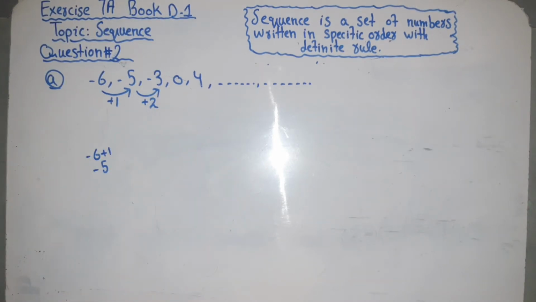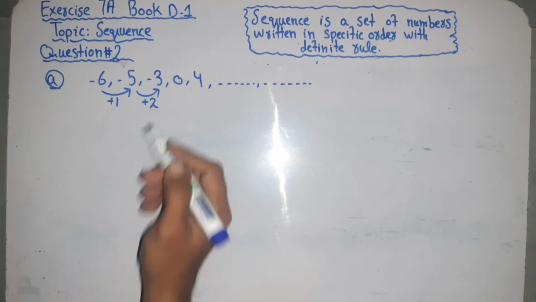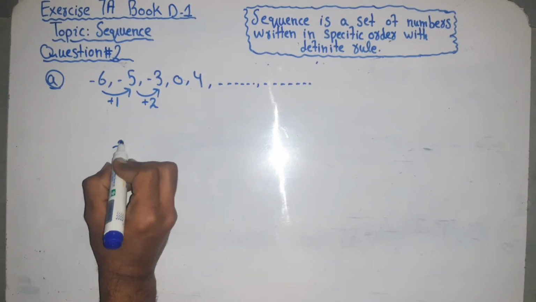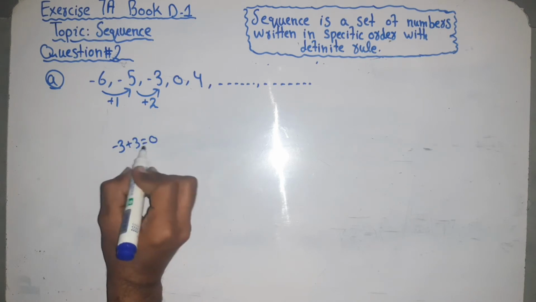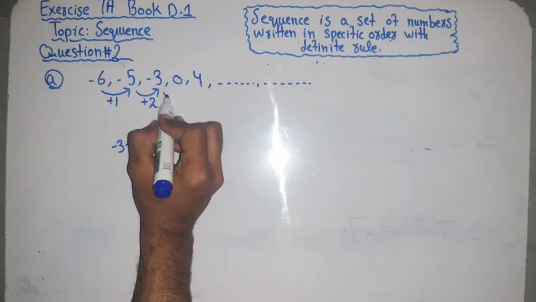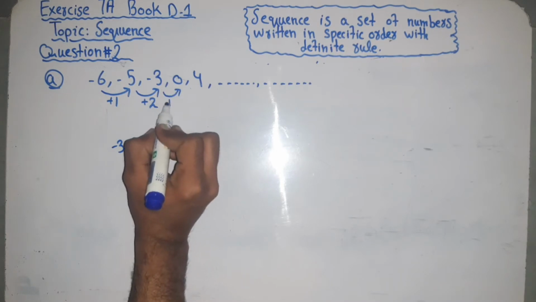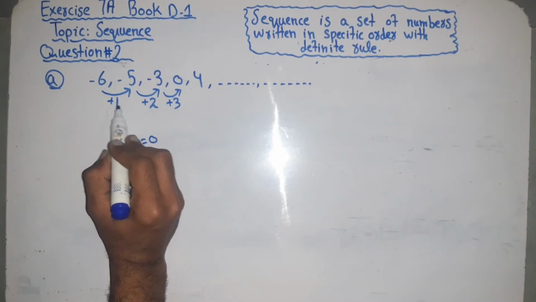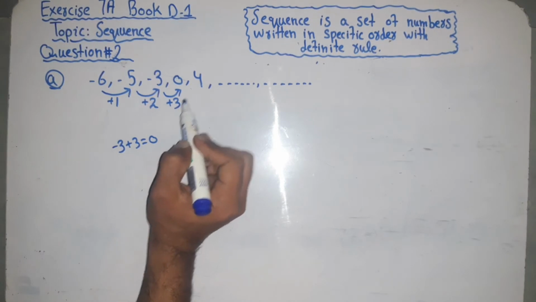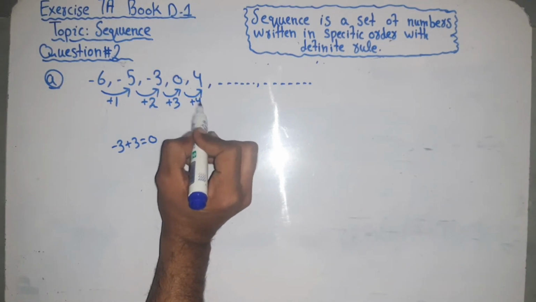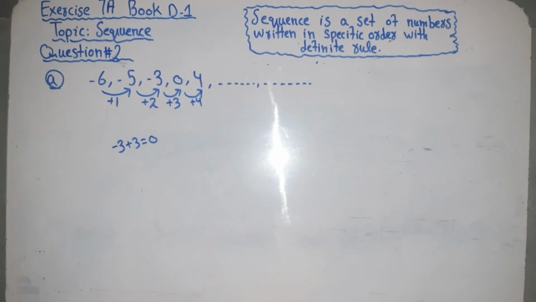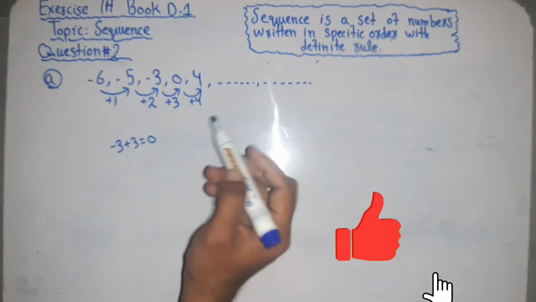Now we have -3 and the next term is 0. So if we add 3 to -3 we will get 0. Plus 3, minus 3 will be 0. So now we have to add +3. Here we are adding 1, here we are adding 2, here we are adding 3, and in the next term we are adding 4. 0 plus 4 will be 4. So it means that this sequence is increasing. We have to add consecutive integers.